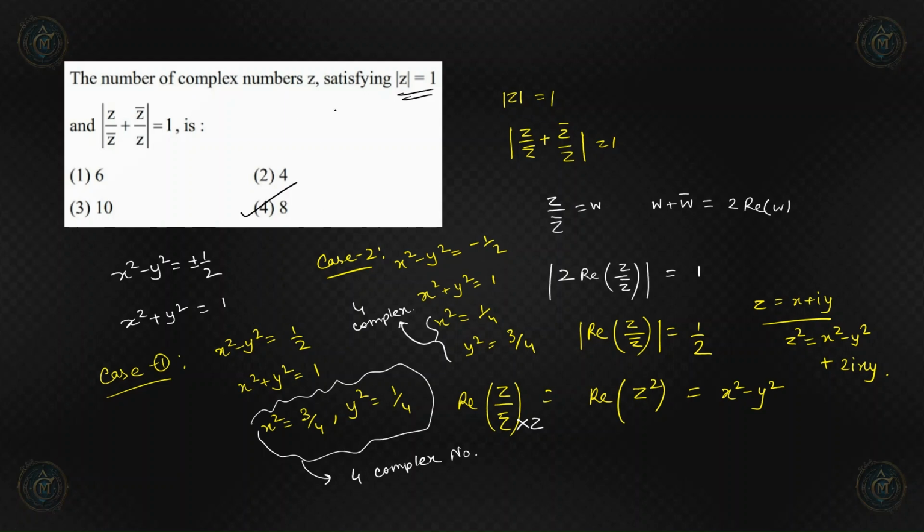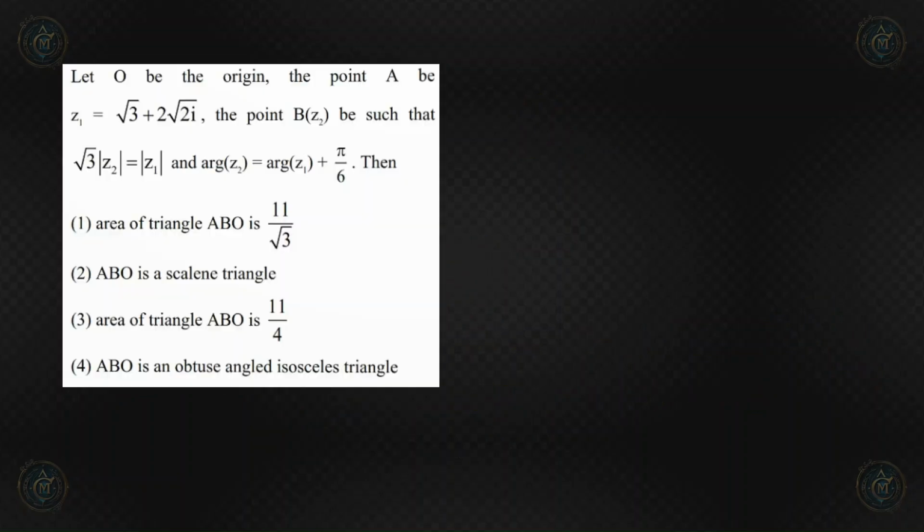Mod of z equal to 1 and mod of z by z bar plus z bar by z equal to 1. Let us jump to the final problem of this session. So this is the next problem. Let O be the origin, the point A be this complex number z1 equal to root 3 plus 2 root 2 iota. So this iota would be outside this square root. The point B, which is z2, be such that root 3 times mod of z2 equal to mod of z1, and argument of z2 is argument of z1 plus pi by 6.